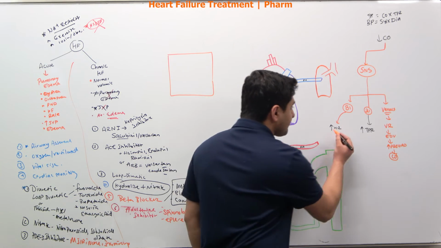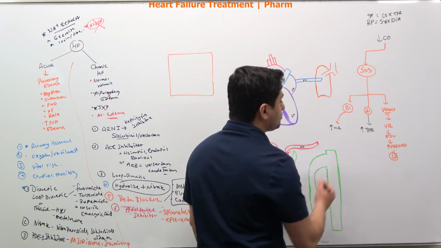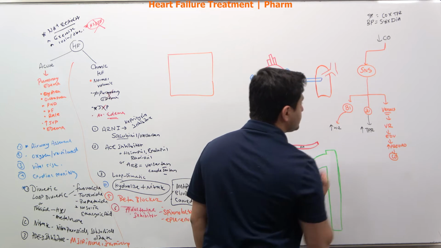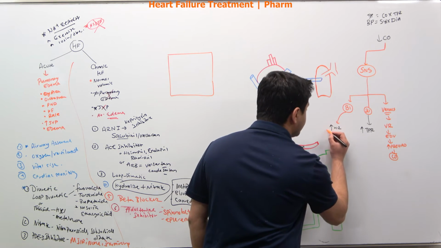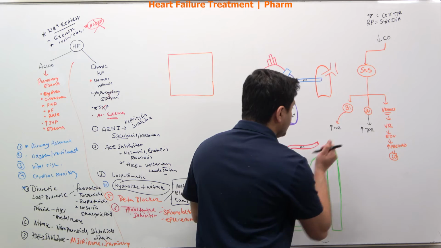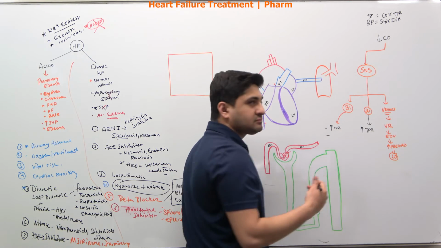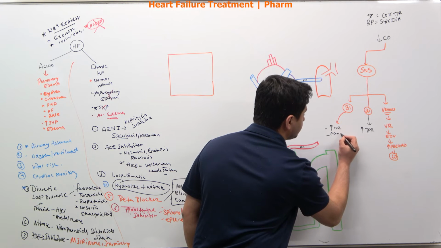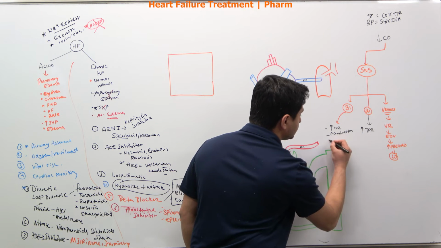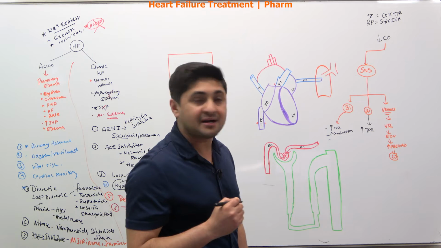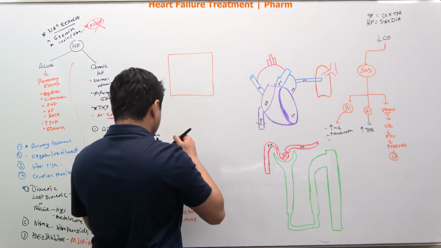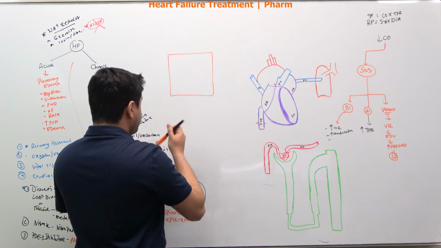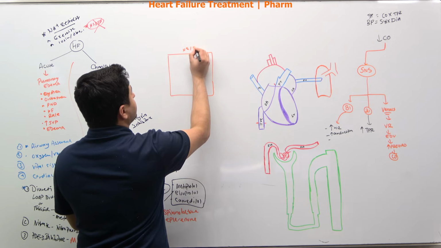Now, on top of that, beta 1 receptors are also located on the AV nodal cells. That results in an increase in conduction. So I'll just write increase in conduction right here. Plus, they also work in the ventricular myocytes. Now this is a ventricular myocyte, right? And when you release norepinephrine or epinephrine, what happens?